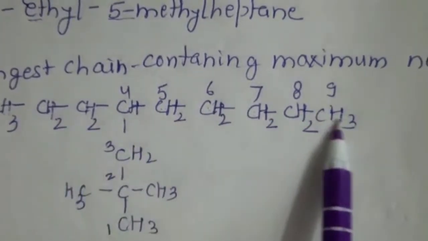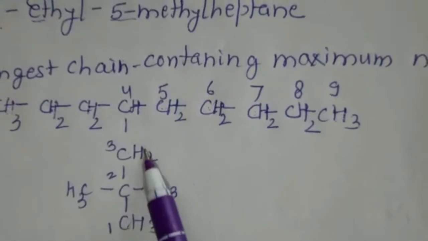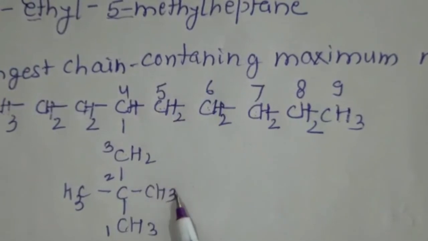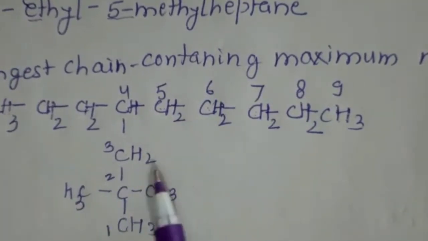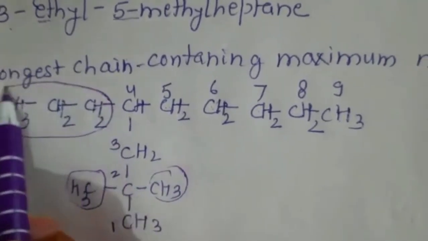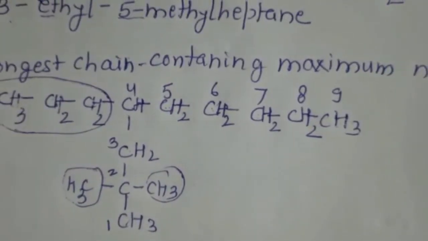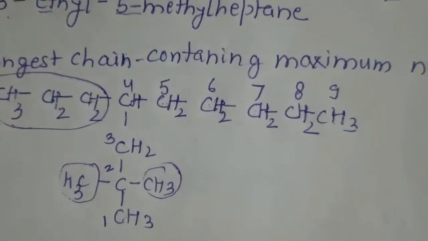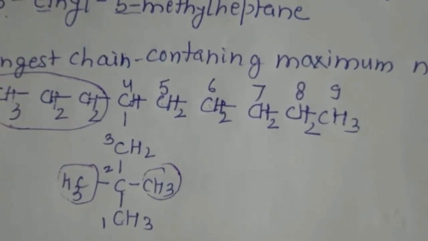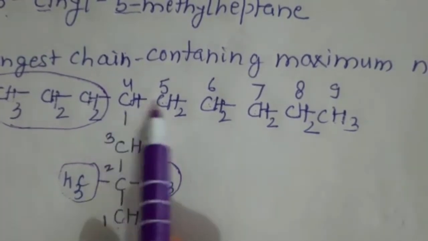But this straight chain contains only one substituent, whereas this chain, 1, 2, 3, 4, 5, 6, 7, 8, 9, contains 3 substituents: this methyl, and here it is propyl. There are 3 substituents on this principal chain. So you have to select the longest chain containing the maximum number of substituents. Always remember, add this point to the first rule. The change is that you have to select the longest chain containing the maximum number of substituents. So the principal chain will be this one.